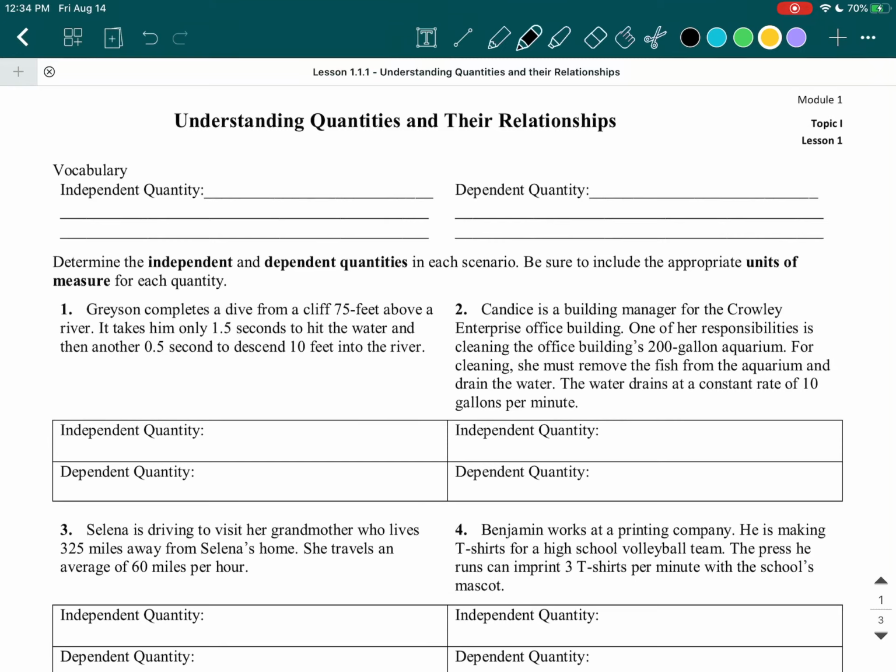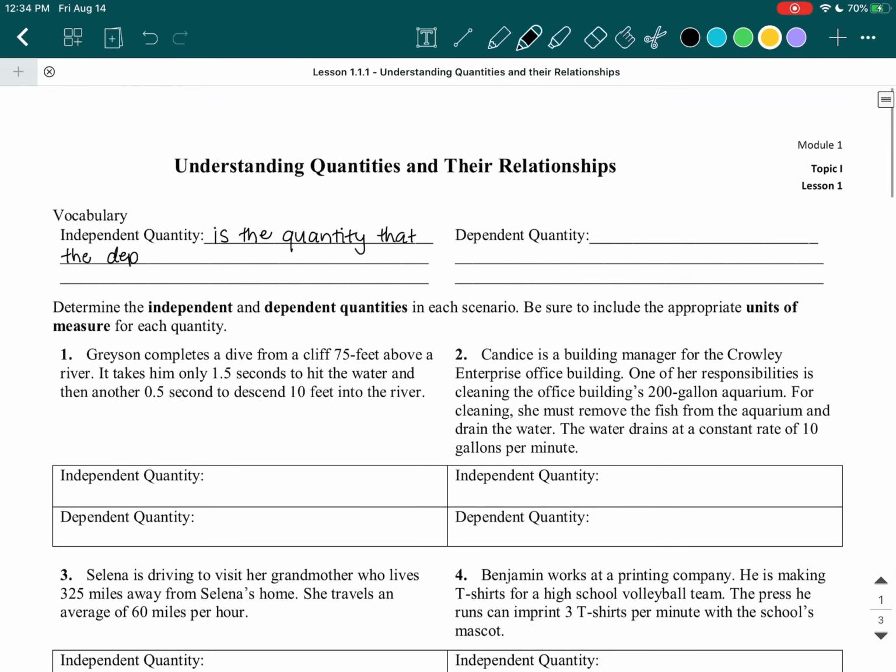Independent quantity, that definition is the quantity that the dependent quantity depends on. When you write these definitions, I want you to think about what the words actually mean. Don't just copy it down without thinking, because when you do that, you're not going to understand anything. So I need you to think about what these words actually mean in this sentence, okay?